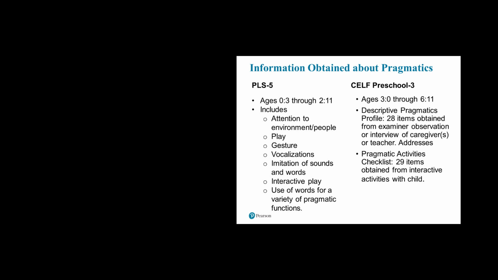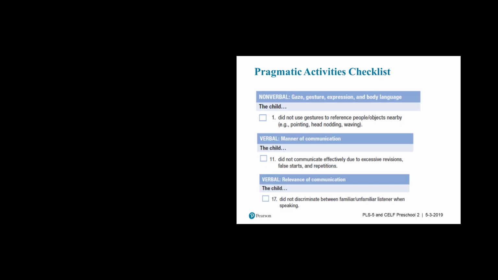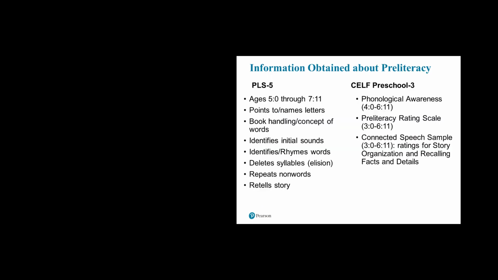For pragmatics, most of the PLS items, again, are very early developing social communication skills and pre-verbal skills, versus CELF Preschool-3. That's very much about development of pragmatic skills that you would want to see in the classroom, but you would also see in the home. And they're all clustered in the 3 to 6 year age range. So on CELF Preschool, you are looking at things like gaze and gesture and body language, but you're looking at those kinds of skills for children older than in that infant toddler age category.